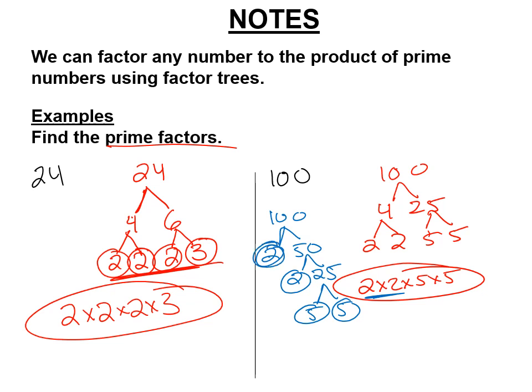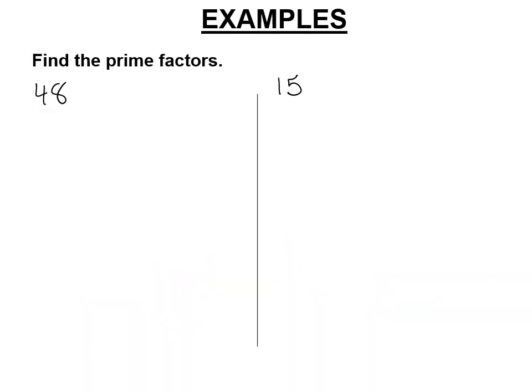Now, this doesn't seem like the bottom, but anytime a branch reaches a prime number, the branch is ending, and that's one of the prime factors. So that's what we're doing today. Prime factorization, it's called. On the test, you have to read whether it says prime factors or factors. This is prime factors.